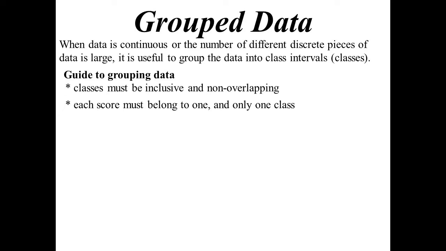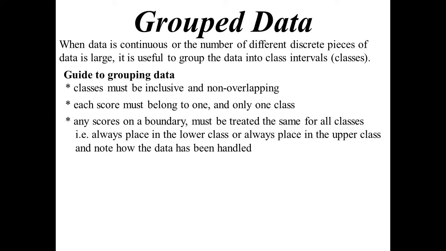That brings up the problem of what happens if the score's on the boundary. You just have to make a decision. But once you make that decision, it's the same decision for every class. So if you decide you're going to place the boundary in the lower one, then they must always go in the lower one. If you decide it will go in the higher one, then it must always go in the higher one. It really doesn't matter which way you go, but in stats, if you were presenting a report, you would say how you dealt with the data. That would be part of the information you would give.